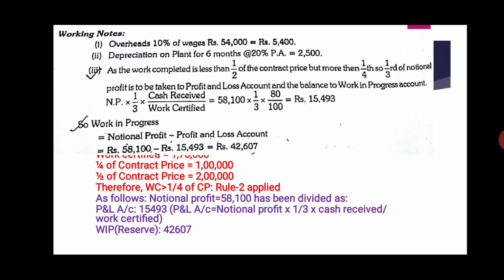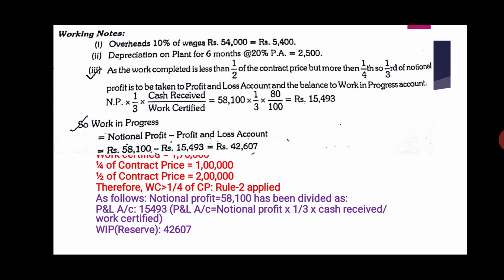Now P&L account, which formula has to be applied? The rule number 2 formula. P&L account is equal to notional profit. Notional profit is 58,100, which you have calculated, into 1/3 into cash received. Cash received take from the question divided by the work certified taken from the question. So we have calculated the amount 15,493 as P&L account.